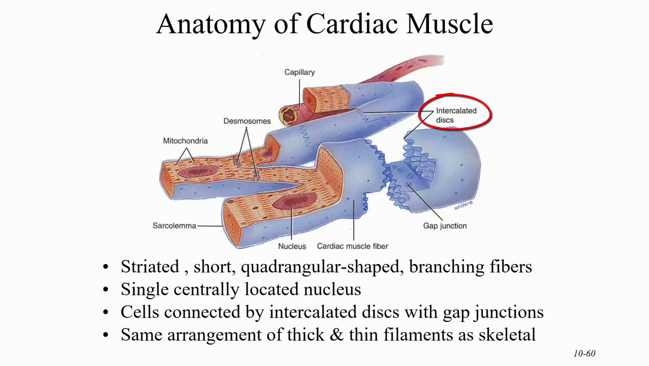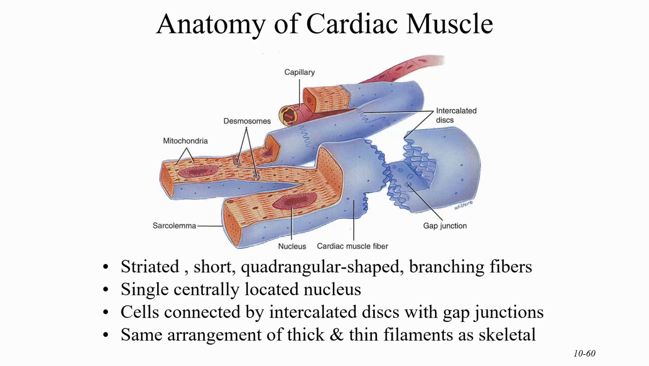And the cells are connected by intercalated discs, which are going to have gap junctions. These gap junctions are going to allow the cells to communicate with one another. This helps the cells to coordinate its contraction so that they can beat in sync or synchronously.